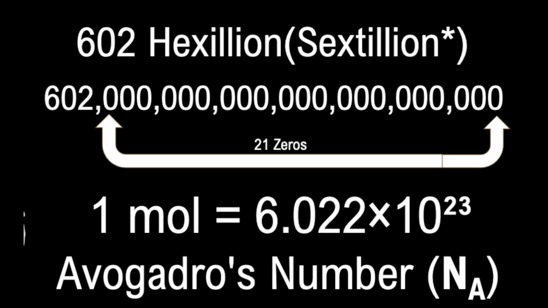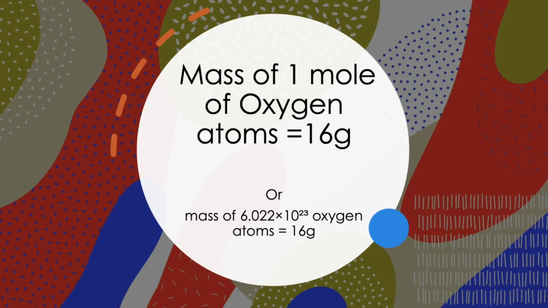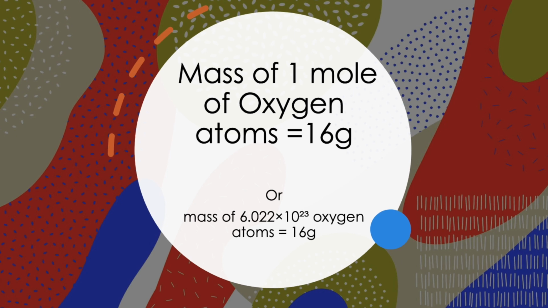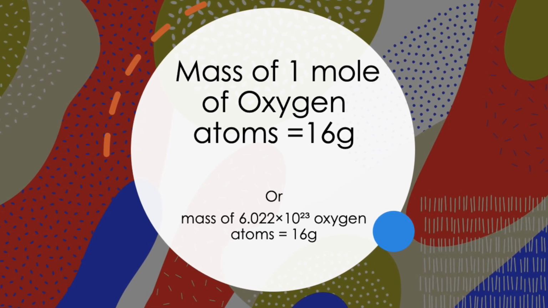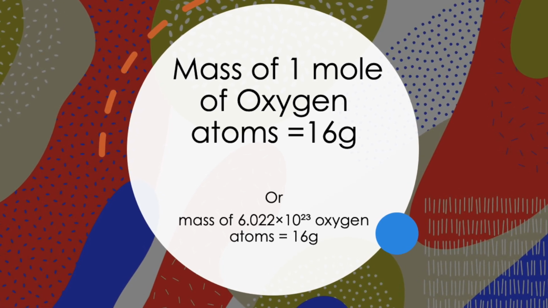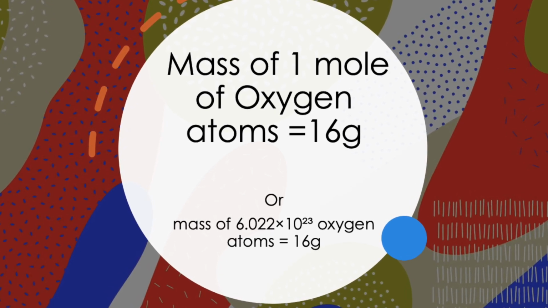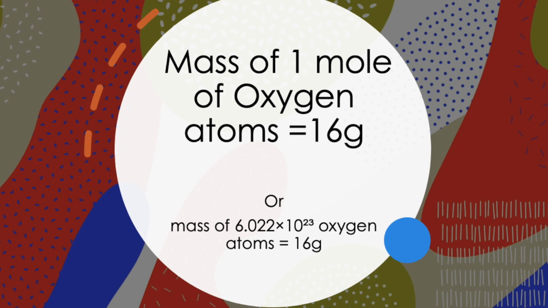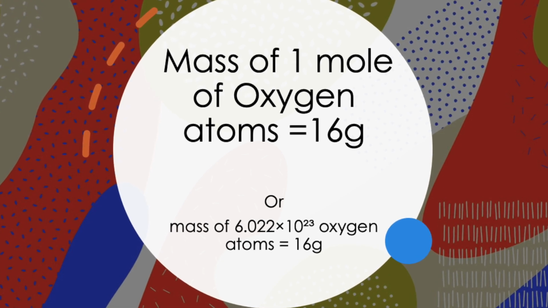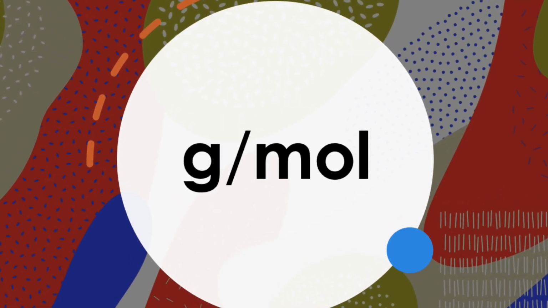When we talk about 1 mole, we are talking about 6.022 × 10^23 particles. So you can say, for example, the mass of 1 mole of oxygen atoms, or the mass of 6.022 × 10^23 atoms of oxygen, is 16 grams. You represent molar mass in gram per mole.